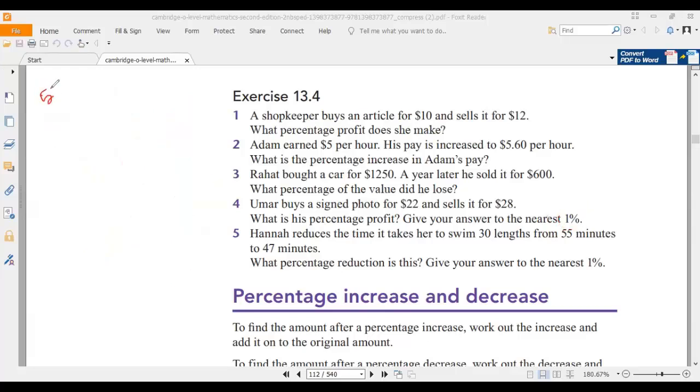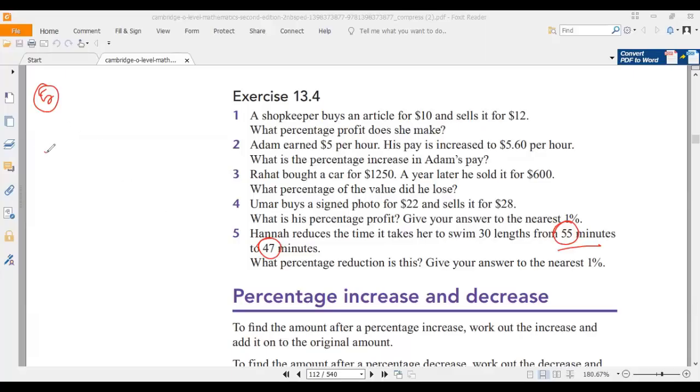Now question number 5 says, Hannah reduces the time it takes her to swim 30 lengths from 55 minutes to 47 minutes. What percentage reduction is this? Give your answer to the nearest 1%. So at first it was 55 minutes and now it is 47 minutes because Hannah reduces the time.